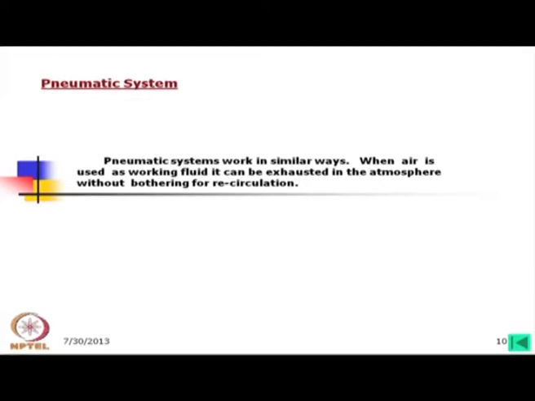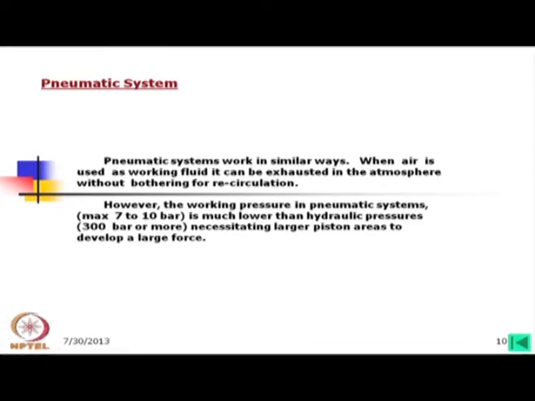It has other advantages. However, the working pressure in pneumatic systems is usually 7 to 10 bar. It is much lower than hydraulic pressures, which are 300 bar or more. Therefore, for pneumatics we need larger piston areas to develop a large force.